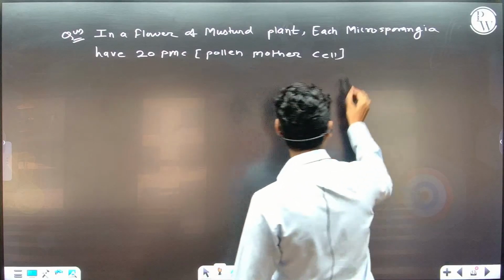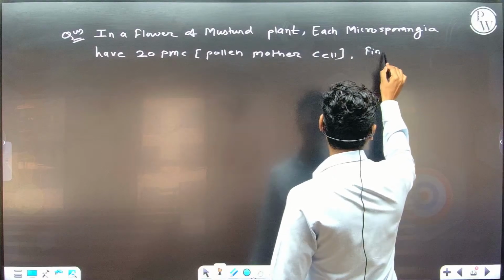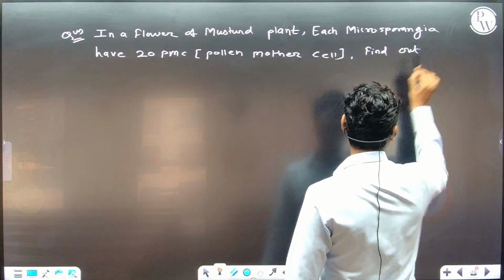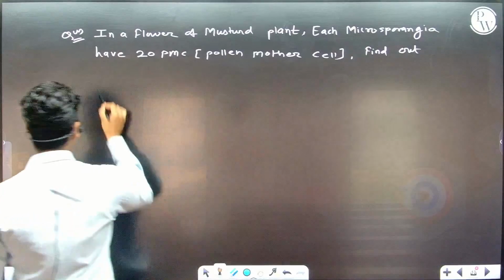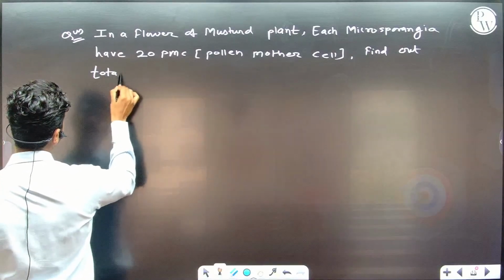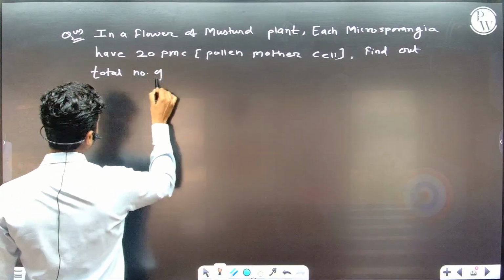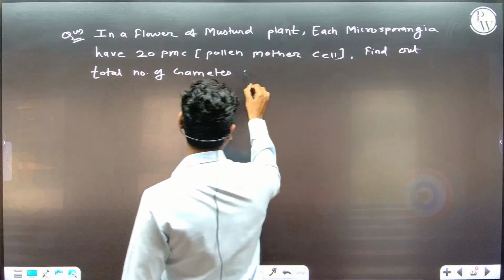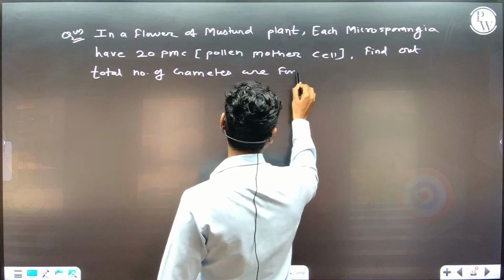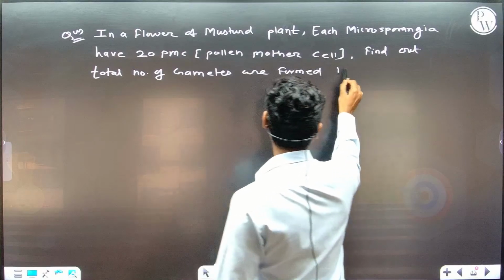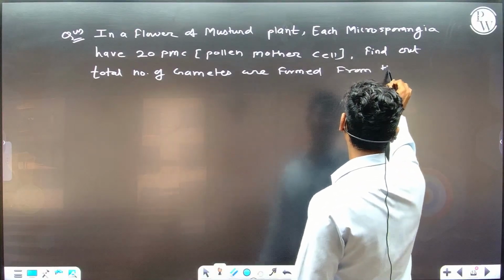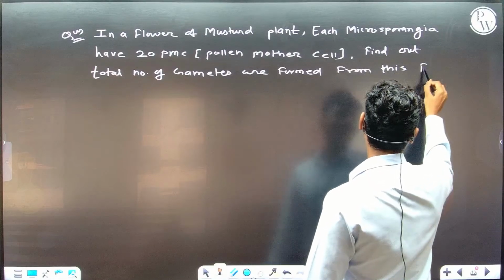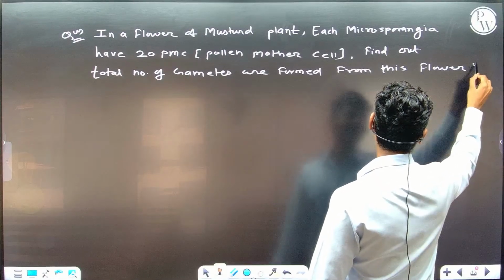Question is, find out the total number of gametes formed from this flower?